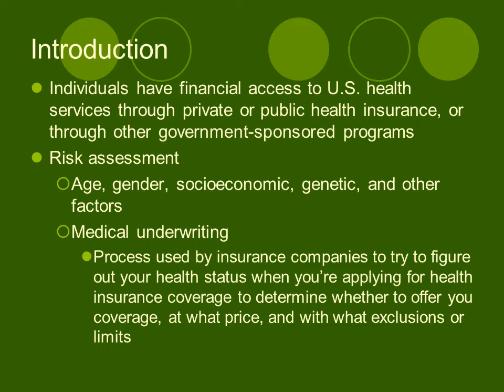Now, there are two categories in dealing with financial access, and one is risk assessments. So, risk assessments are those things that assess a person based on their age, whether they're male or female, what their economic background is, their genetic makeup, and then there are other factors that go into that. The risk assessment is used to assess whether or not that person can get insurance at this rate, that rate, or if they need this plan or that plan.